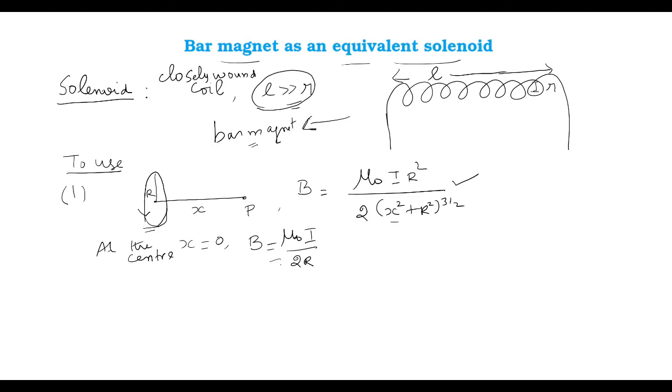I am not going to show this because our aim is different. So mu naught I by 2r is for a single turn of the coil. If the coil has n number of turns, then you have to multiply the whole thing by n. So for n number of turns, you put n; for one turn, put n as 1. So B equals mu naught n I r squared by 2 into (x squared plus r squared) power 3 by 2.